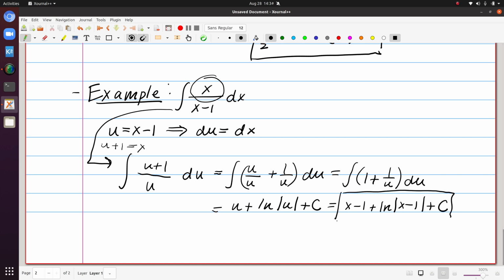Now, a question that I've often been asked before that I just want to address here: another correct way to express what you have here is x plus natural log of the absolute value of x minus 1 plus c. So you could take that minus 1 and absorb it into this arbitrary constant. So this would be fine, but that would be correct as well.